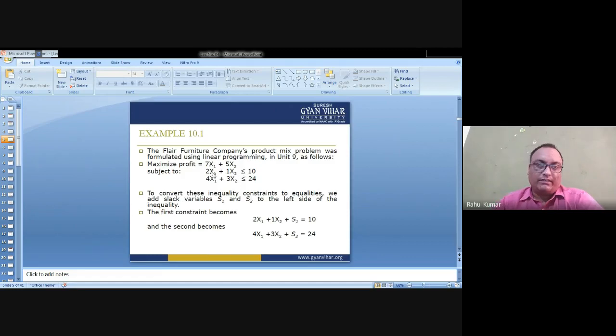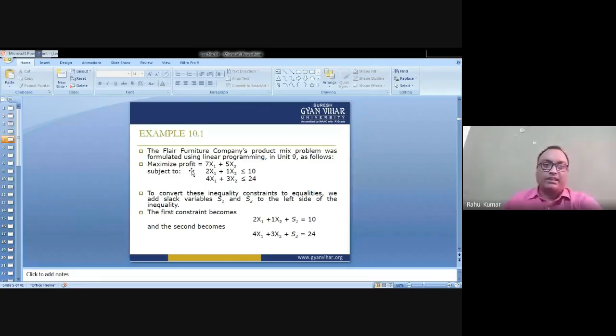The inequality equations of the constraints are two. So the first constraint becomes 2x1 plus 1x2 plus s1 equal to 10, and the second becomes 4x1 plus 3x2 plus s2 equal to 24. These are the two equations. So with the help of the simplex method, we can find the values of x1, x2, s1, and s2.